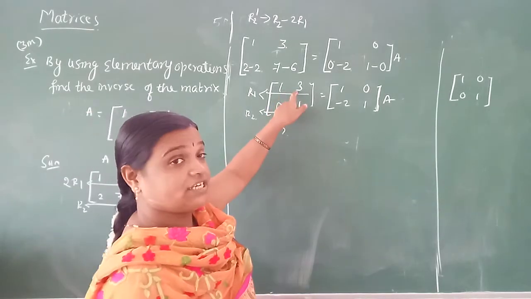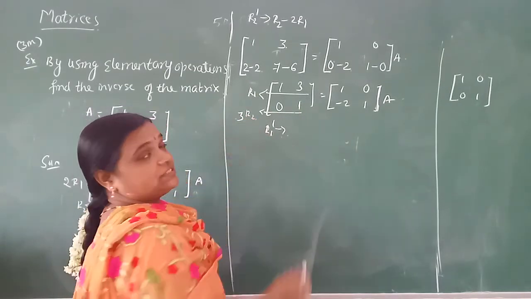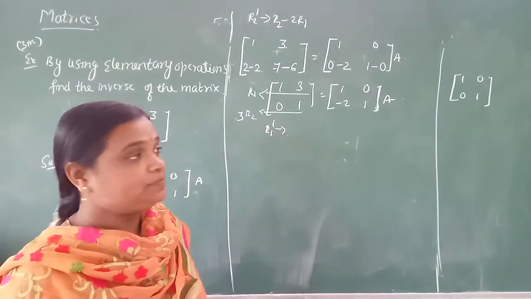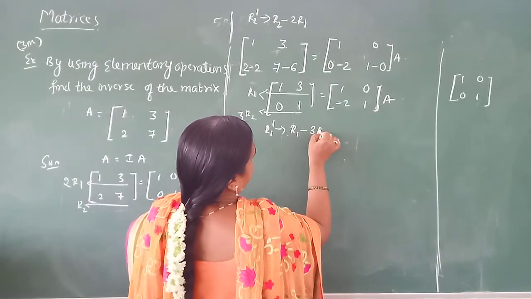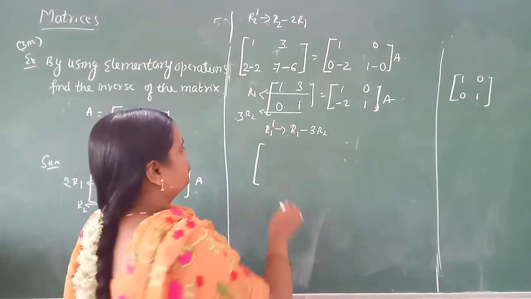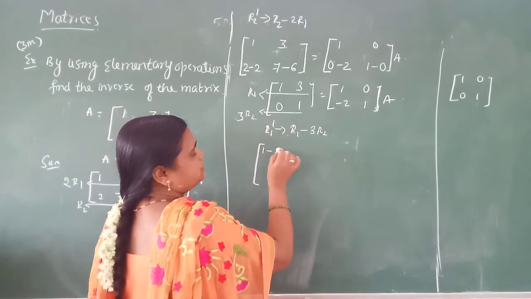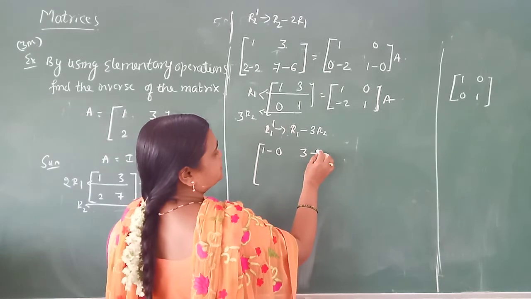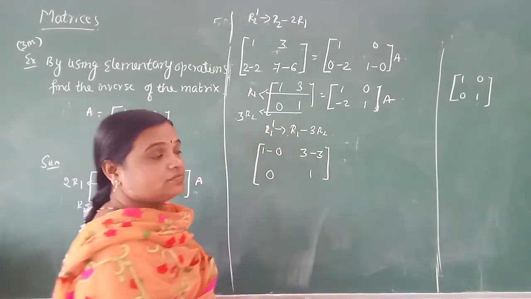See, this 3 is there. If I multiply this by 3, then do the subtraction, actually this is 0. You can write R1 dash equals R1 minus 3 R2. This is how you can write the operation. 1 minus 0 into 3, correct? 0 into 3 is 0. Next, 3 minus 1 into 3. Second row, there are no changes, right? As it is.